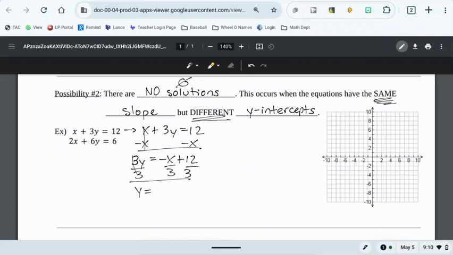So we finish solving. This is -1/3 x plus 4. So our slope is -1/3. Our y-intercept is 0, 4.